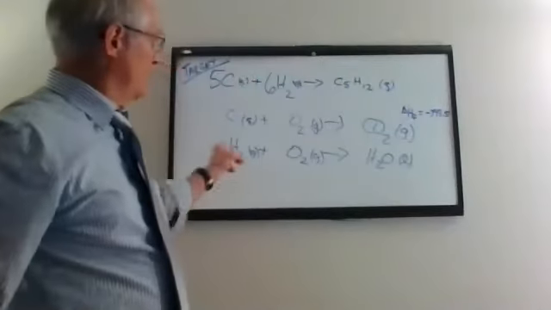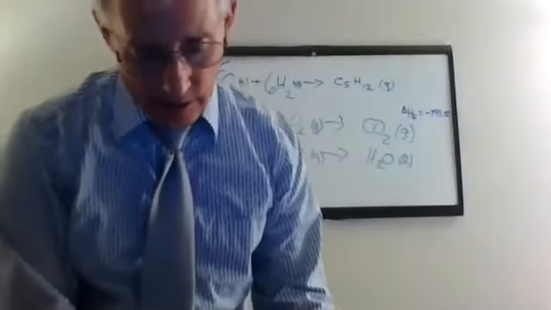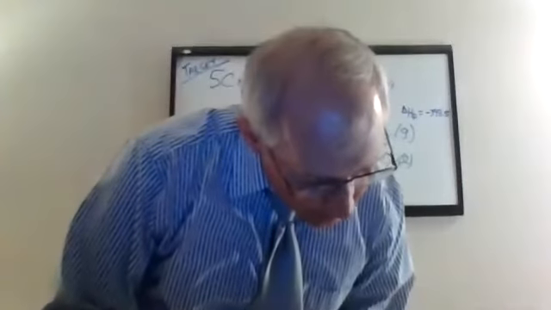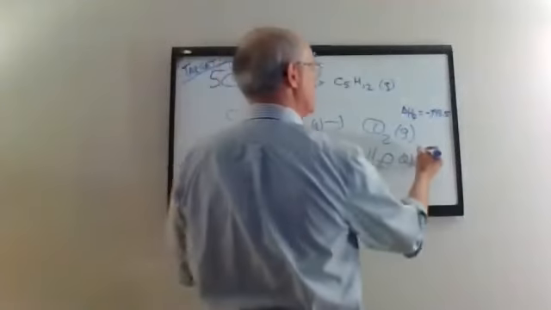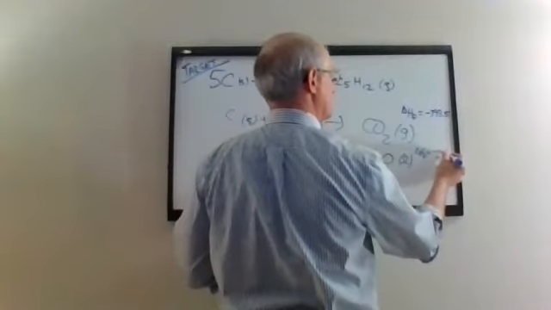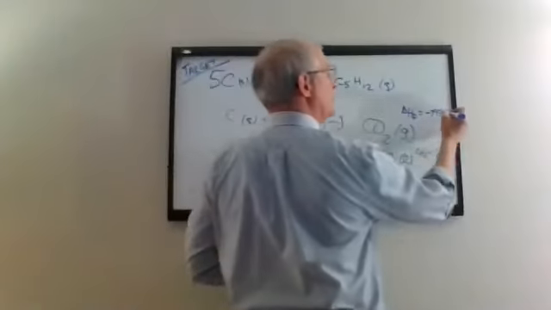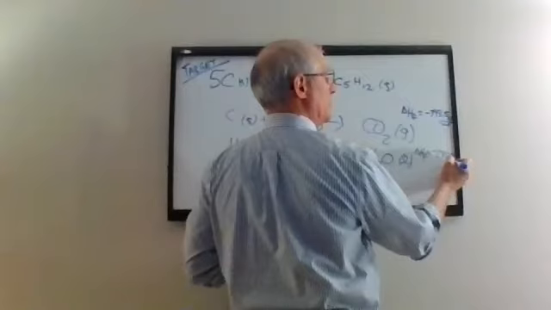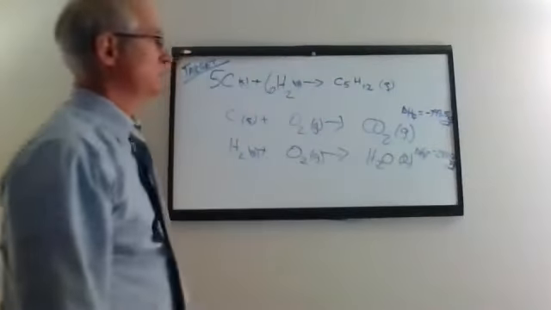Okay, and then this one here is formation, or it's combustion of hydrogen. It's exactly the same deal. I'm going to look at the formation of water, liquid water, and I'm going to find that it is hydrogen oxide, same thing, negative 285.8 kilojoules per 1 mole.